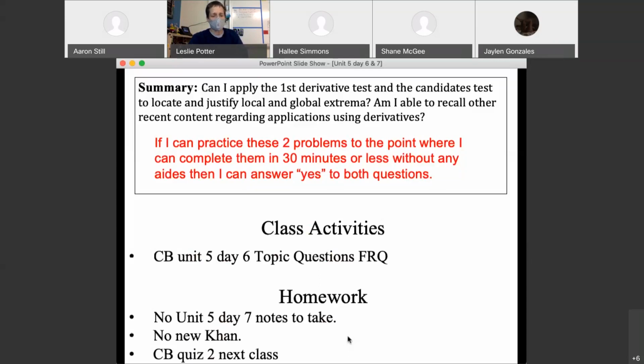Tomorrow, no notes to take because we're doing our corrections. There is no new content. So if you're behind, tonight would be a good catch-up night. And just a reminder that we're going to start tomorrow off with a quiz in College Board. That's quiz 2, and then you're going to go into your corrections. All righty.